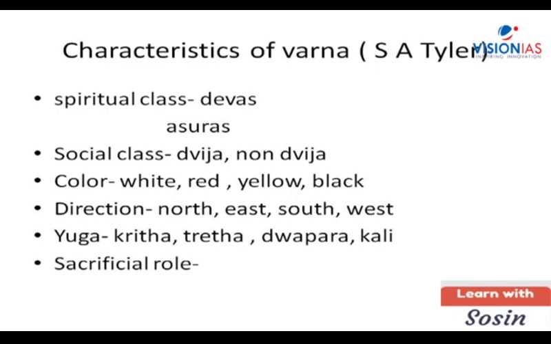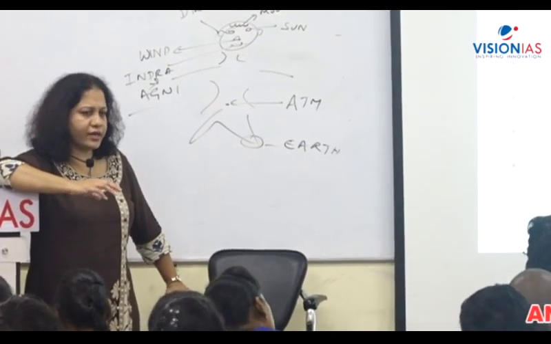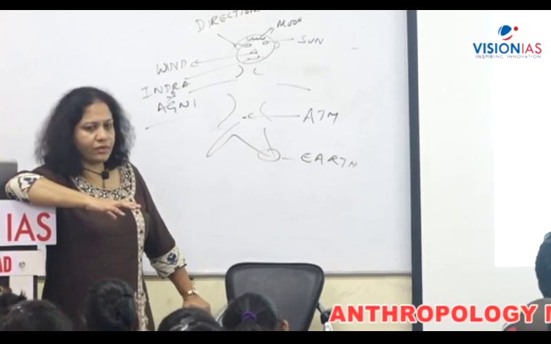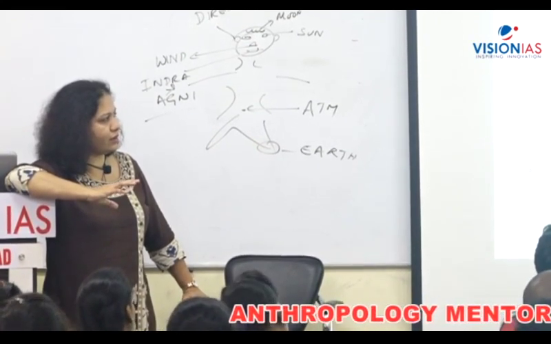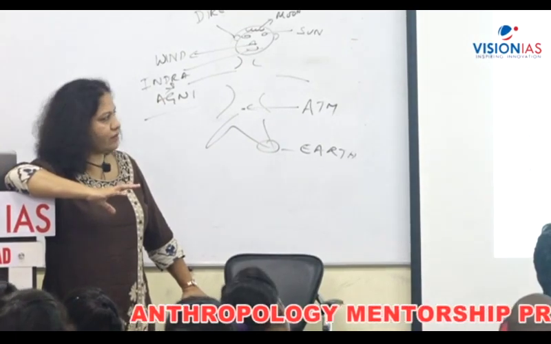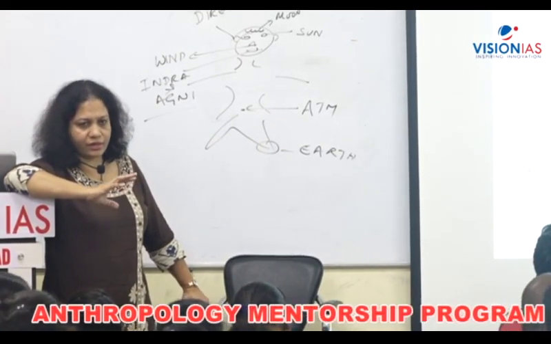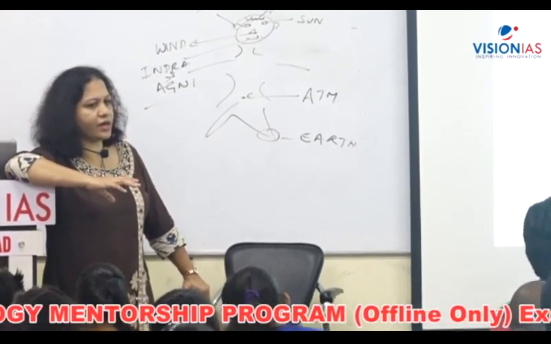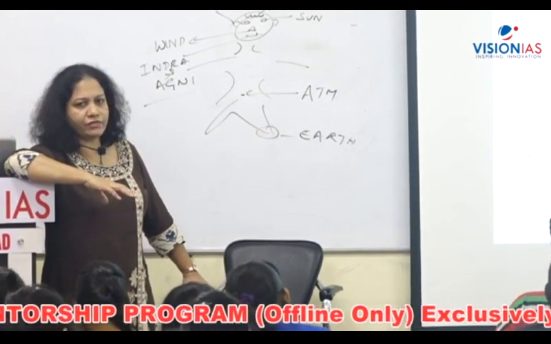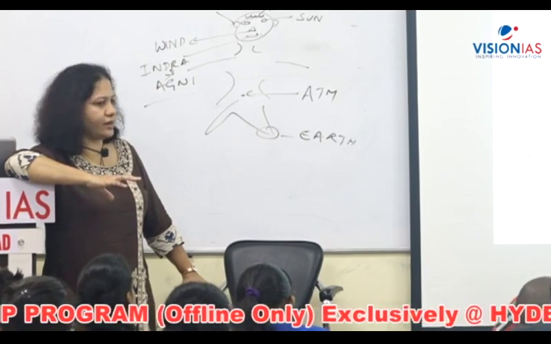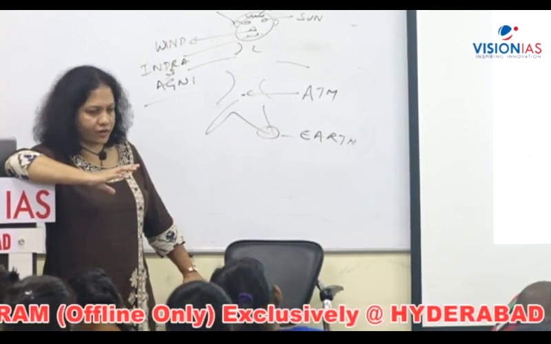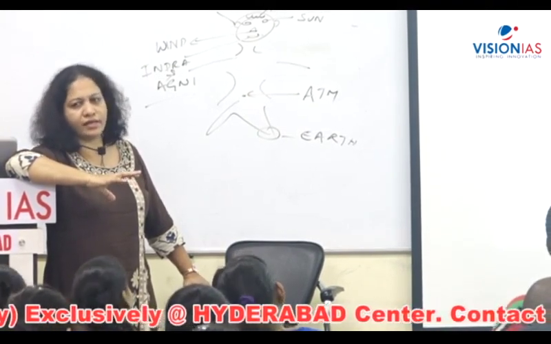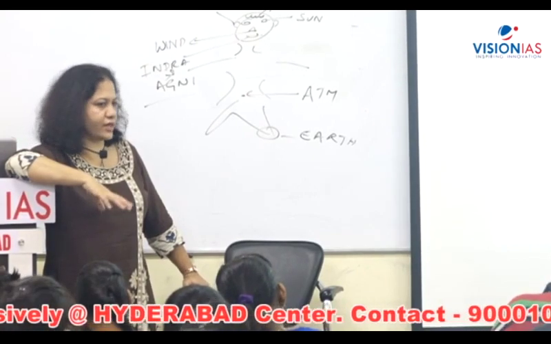He says that in Hinduism, Varnas have different kinds of interpretations and understandings. There are 4 Varnas, 3 of them are called Deva Varnas, one of them is Asura Varna because they are considered to be the dark fellows. At a social level, we categorize them as Dvija and non-Dvijas. Each Varna is assigned one color, a specific direction, a specific yuga, and of course, in the Yagna, a specific sacrificial role is assigned to them.